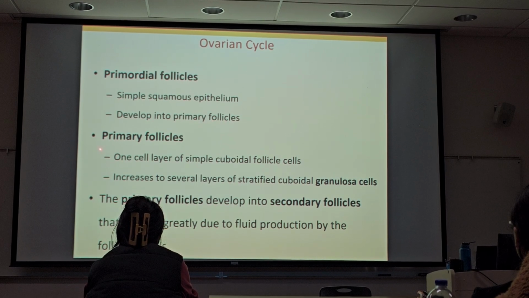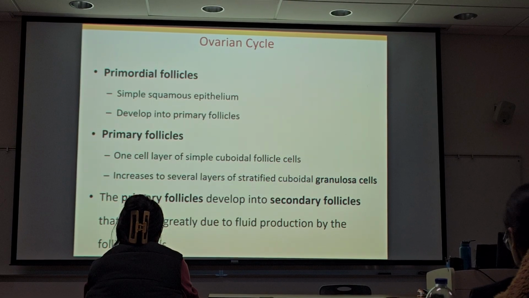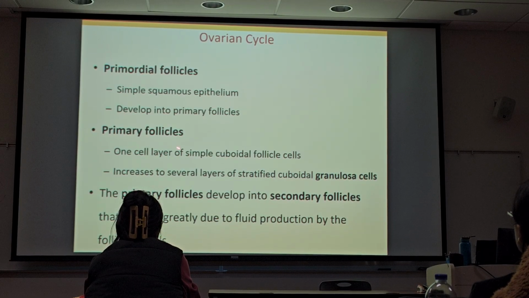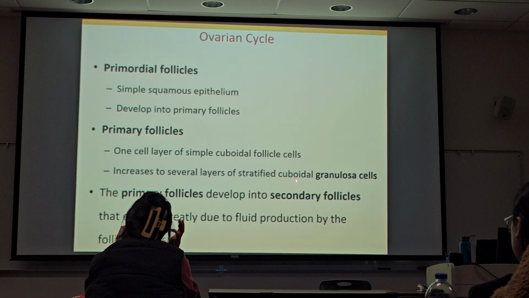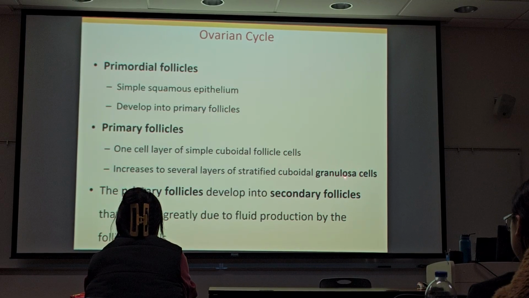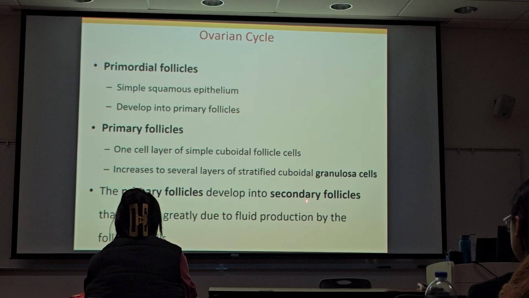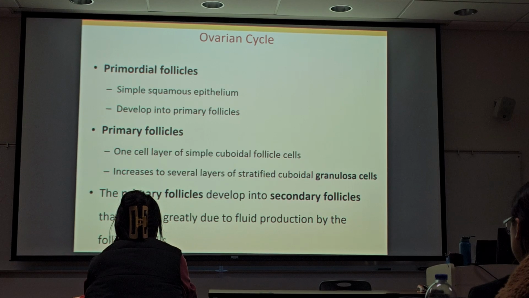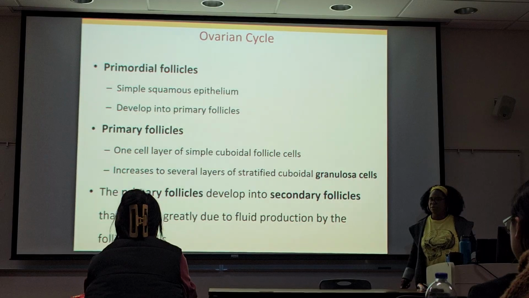Those will change into primary follicles. Now we're changing into a simple cuboidal layer of cells. Those are going to continue to increase the layers until we get stratified cuboidal cells. And then we call those granulosa cells. The primary follicles will change into secondary follicles and start to increase in size. They will also start to produce some fluid that's going to build up pressure.